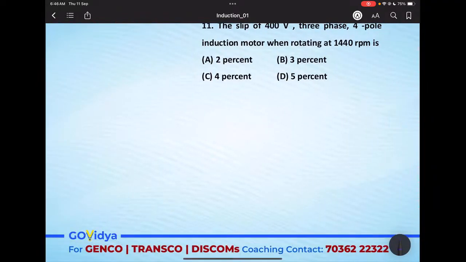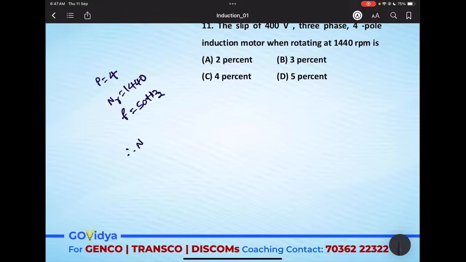The next question is given as the slip of a 400 volt 3-phase 4-pole induction motor when rotating at 1440 rpm. This is also similar to the previous question. They have given poles P is equal to 4, and Nr as 1440. In general the frequency will be 50 Hz. In general, if it is not given, we have to consider it as 50 Hz.